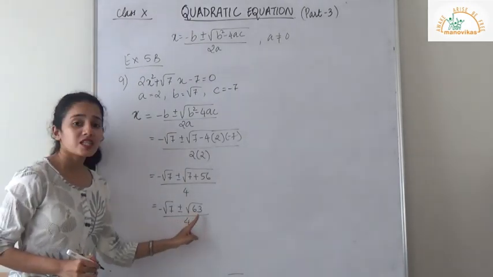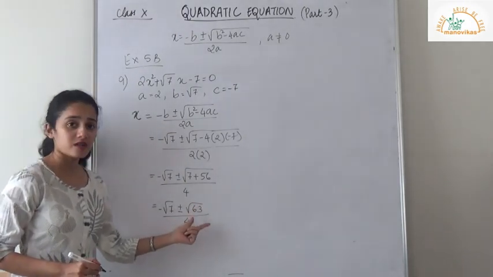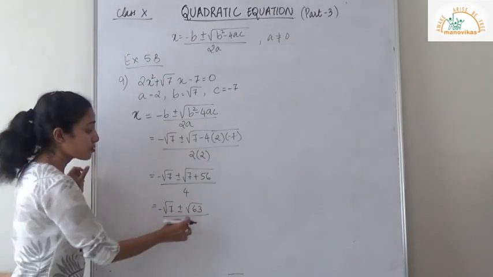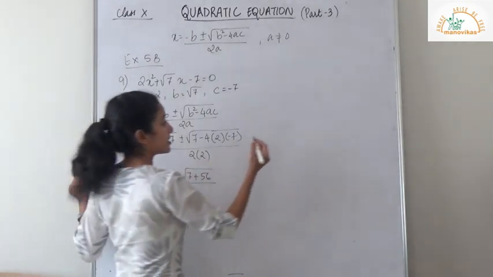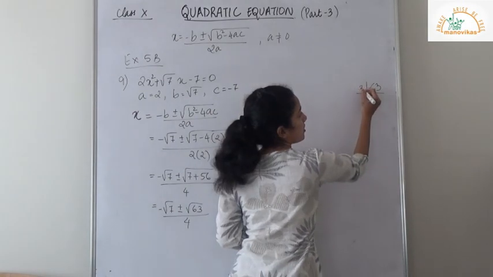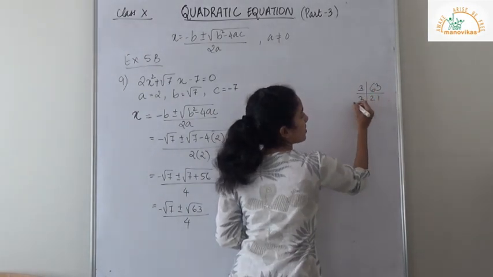Now we know that 63 is not the square of any number, it's not a perfect square. So using the prime factorization method, you can reduce this number. So that is, you have 63. By the prime factorization method, 3 2s are 6, 3 1s are 3, 7.